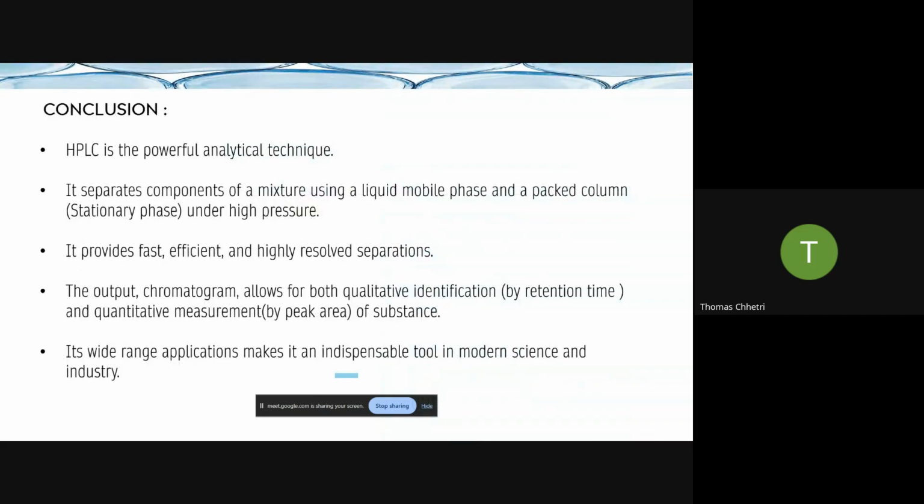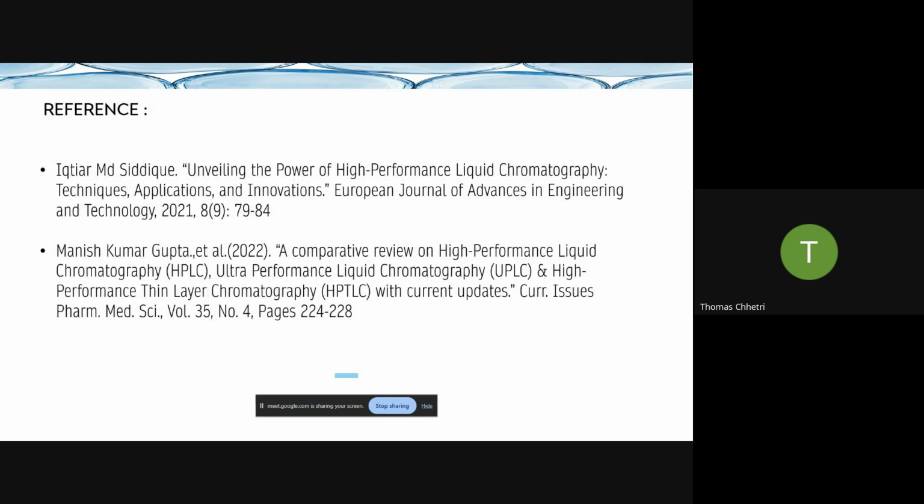So at last, the conclusion is HPLC is a powerful analytical technique. It separates components of a mixture using a liquid mobile phase and a packed column, which is the stationary phase, under high pressure. It provides fast, efficient, and highly resolved separations. The output chromatogram allows both qualitative identification by retention time and quantitative measurement by peak area of a substance. Its wide range of applications makes it an indispensable tool in modern science and industry. The reference of the presentation is here.